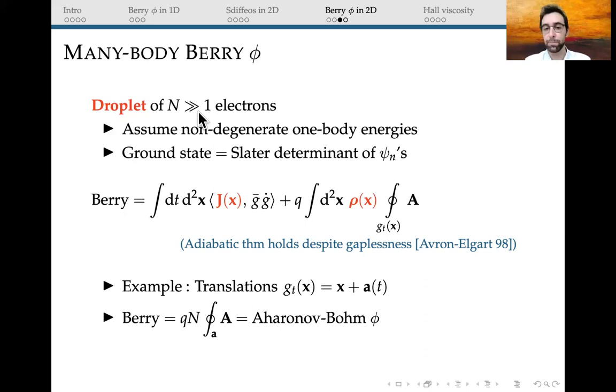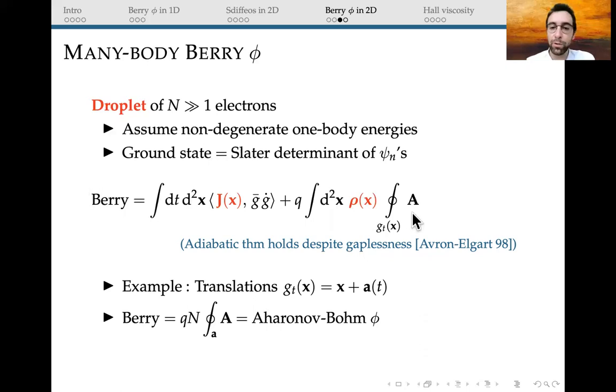And so you might worry that the adiabatic theorem does not apply because you no longer have a gap. Well, fortunately, there's a generalized adiabatic theorem due to Avron and Seiler, where they showed that the adiabatic theorem does apply even when there's no gap, at least provided you are on the boundary of the spectrum. And in this case, because we're looking at the ground state, we are by definition at the boundary of the spectrum. We are at the lowest point of the energy spectrum. And so the adiabatic theorem does apply. So it still makes sense to write Berry phases such as those.